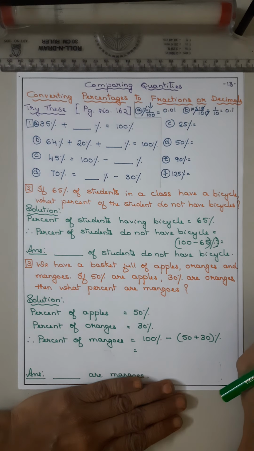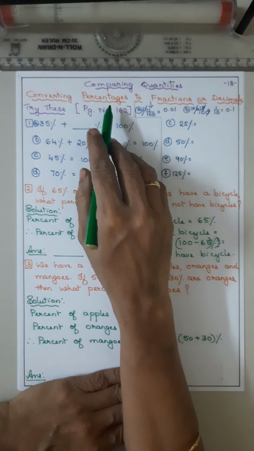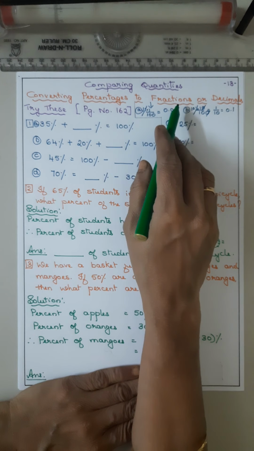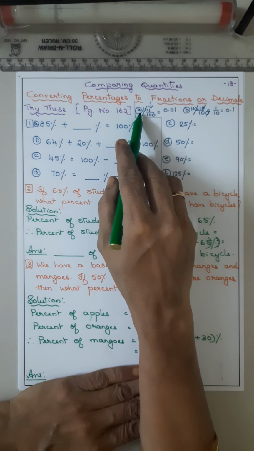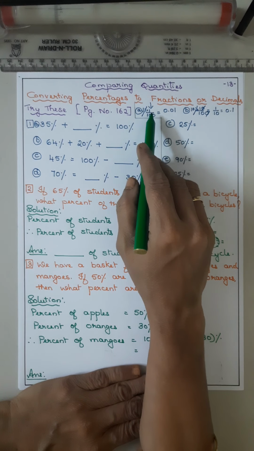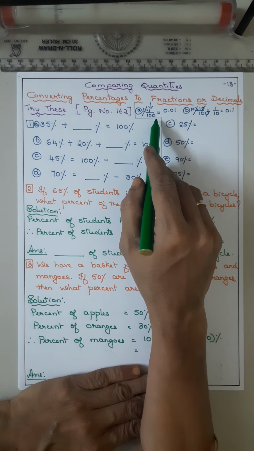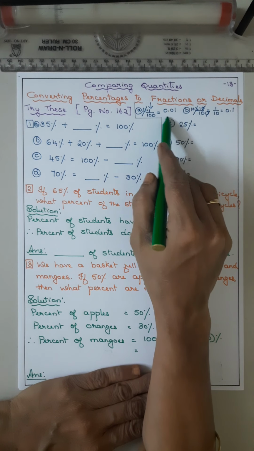Namaste. We were discussing the lesson comparing quantities. Now we'll discuss converting percentages to fractions or decimals. Here 1% is given. It can be written as 1 by 100. So that is the fractional form. What is the decimal form?